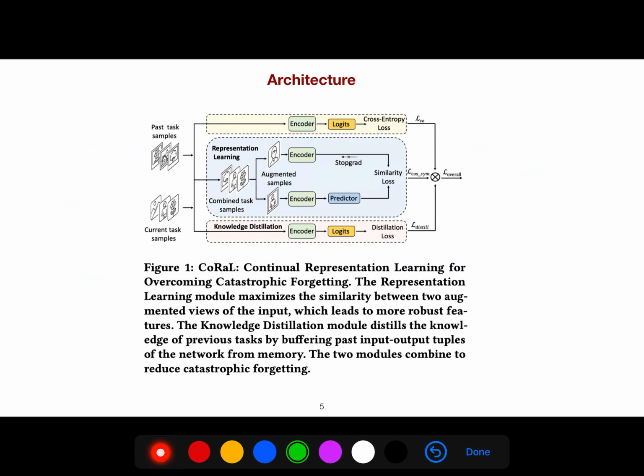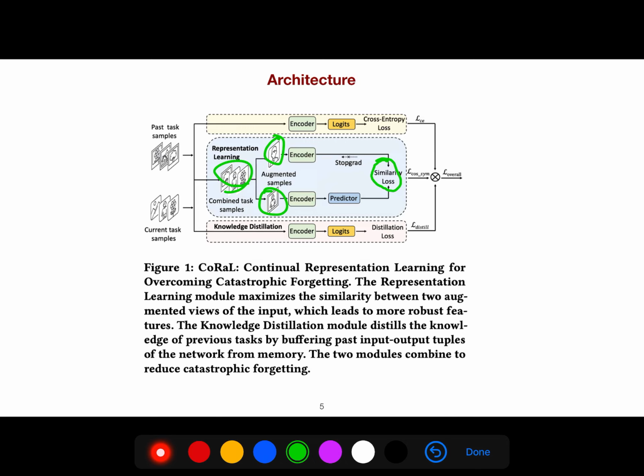Again, we are using this contrastive embedding just like the BYOL and SimSiam architecture, but here we also need to consider the past task samples and current task samples. This representation learning module maximizes the similarity between the two augmented views of one image, or in the context of NLP, a sentence, where we create the views using, for example, a dropout mask.